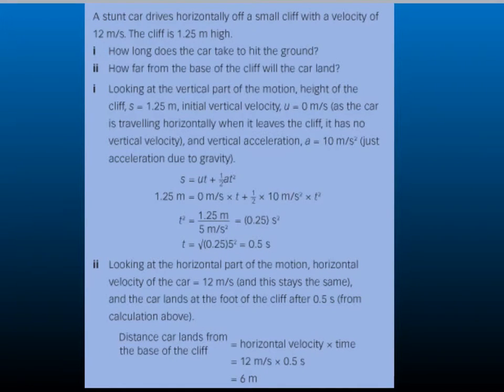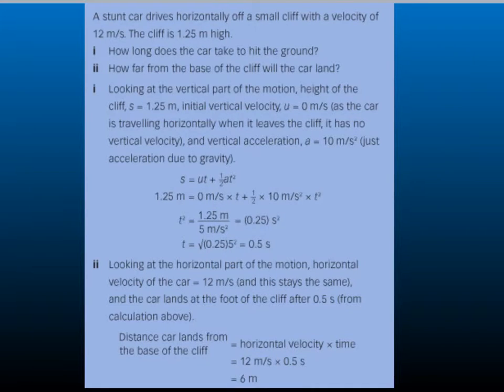Okay, so here is the solution. We've got a stunt car that drives off horizontally a small cliff with a velocity of 12 meters per second. The cliff is 1.25 meters high. 1. How long does the car take to hit the ground? And 2. How far from the base of the cliff will the car land?